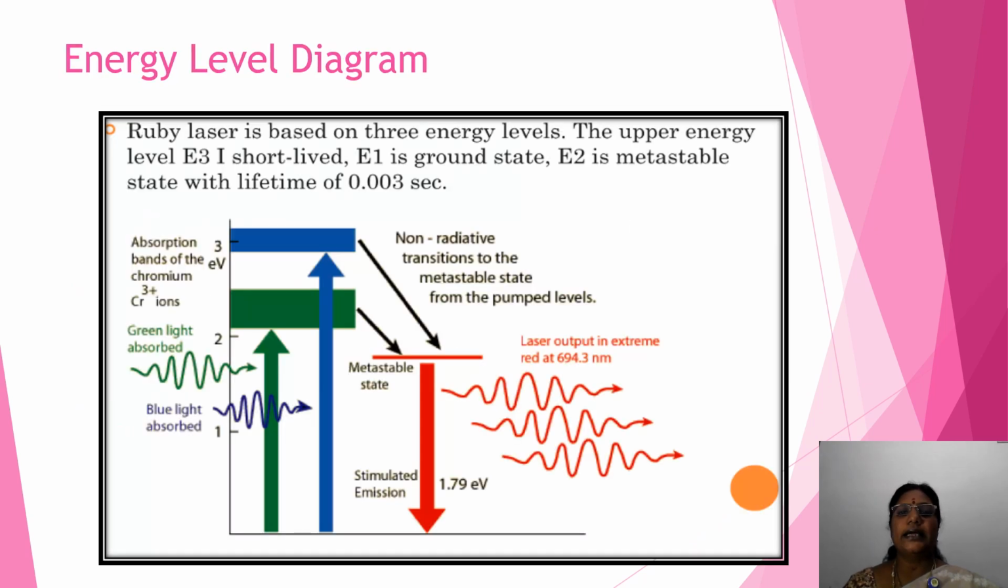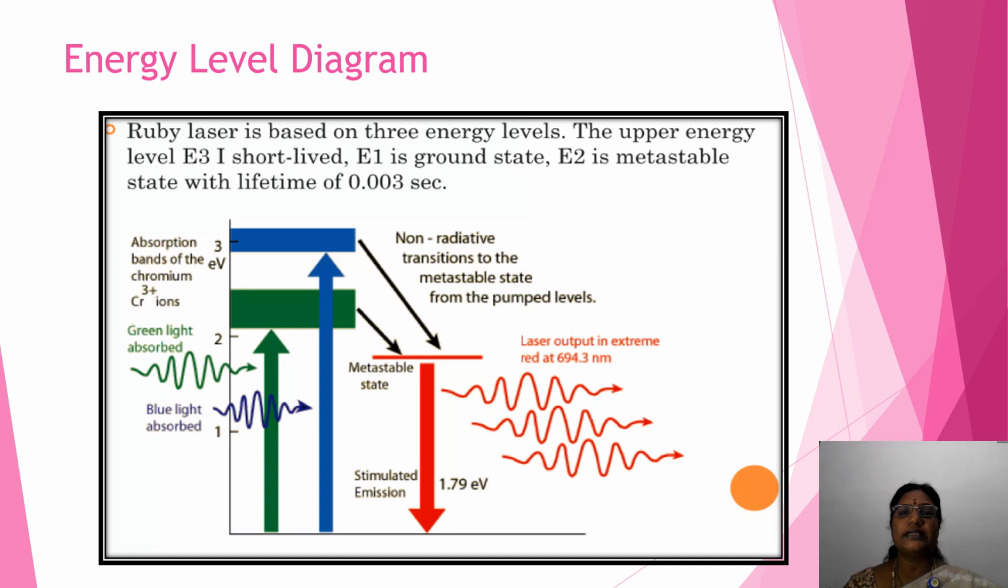We assume that the energy levels will be E1, which is less than E2 and E3. So E1 is the ground state energy level and E2 and E3 are excited state energy levels. The energy level E1 is known as ground state or lower energy state. The energy level E2 is known as metastable state and energy level E3 is known as pump state.